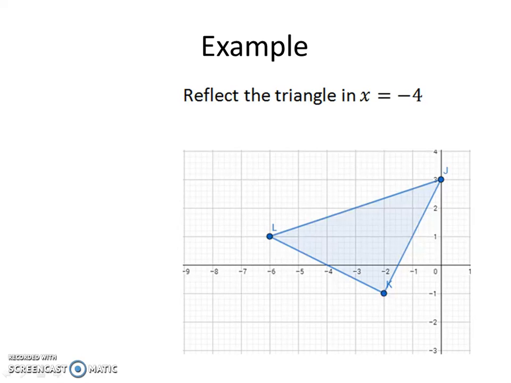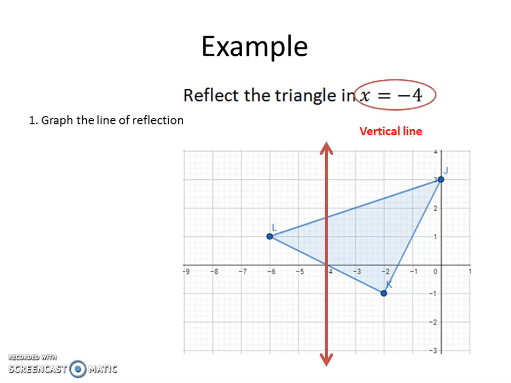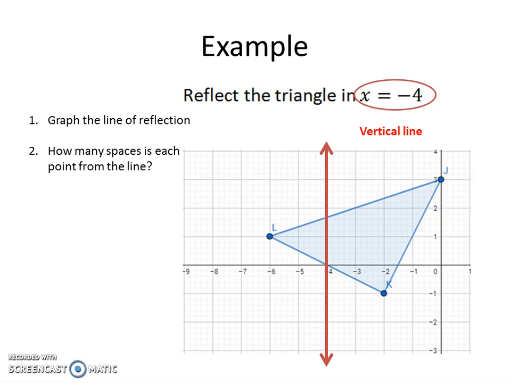First example is going to be to reflect the triangle in the line x equals -4. Remembering which lines are horizontal and vertical was one of the things we talked about at the start of this unit. X equals -4 is a vertical line. It's going to be at the point x equals -4 and will be vertical. So go ahead and graph this line. Now we want to count how many spaces each point is away from the line. Well, if we count, J is 4 spaces from the line, L is 2, K is 2.